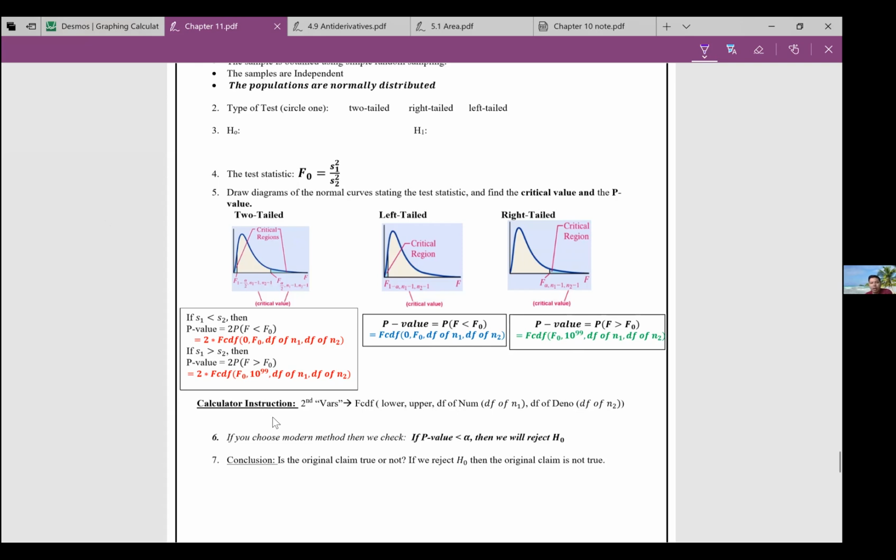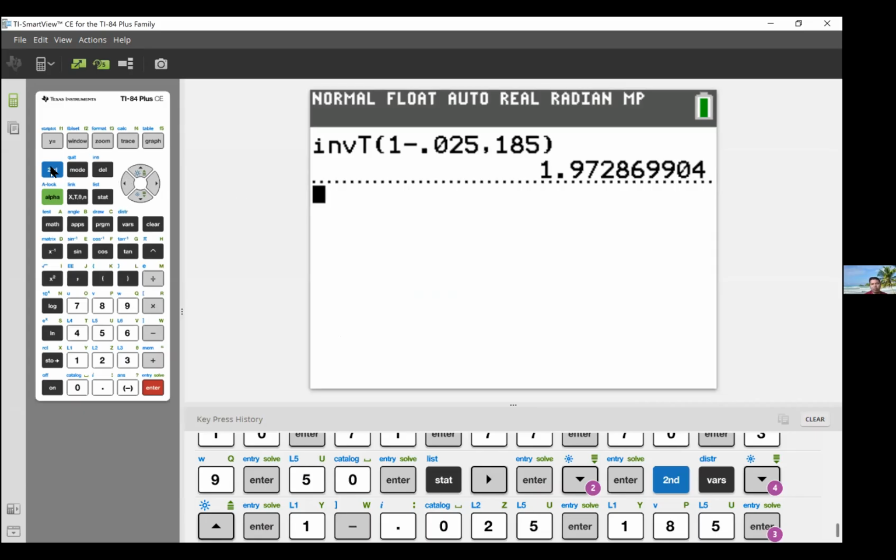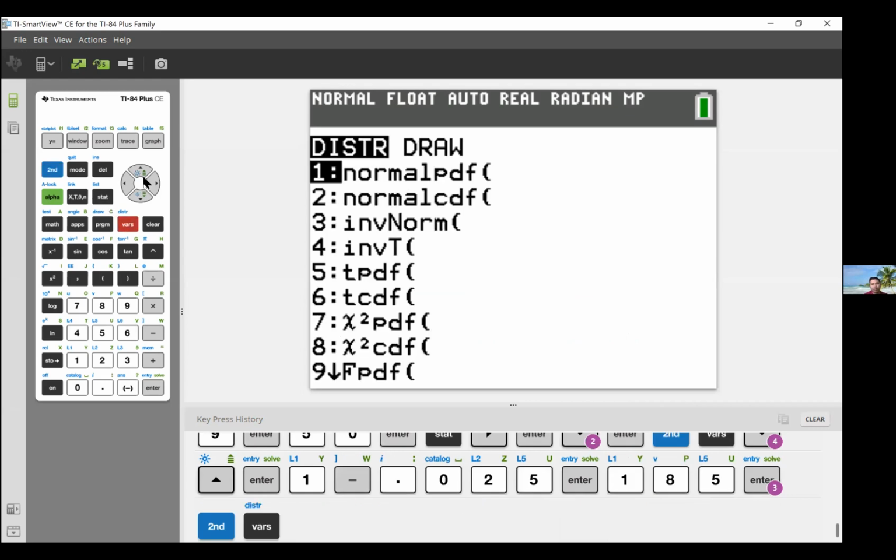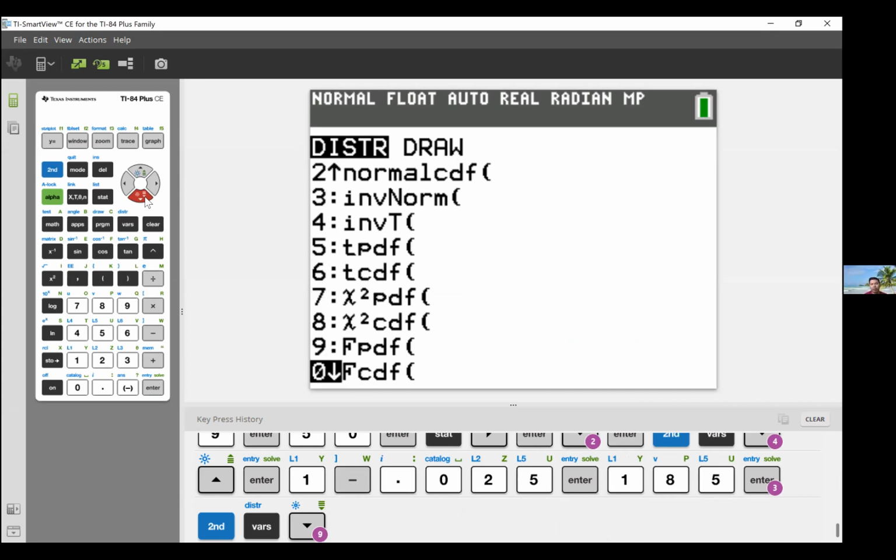And here is the calculator instruction. To get the FCDF, you press second and bars, and then you select FCDF. It will ask you for the lower bound, the upper bound, and then the degree of freedom of the numerator and the degree of freedom of the denominator. Okay. I just want to show you where you would get that. Press second, star and bars. Then you can see all the lists that we already became familiar with. Then you go down one more, 0, and you will see FCDF, and that's what we need for the standard deviation of the two populations. Okay.